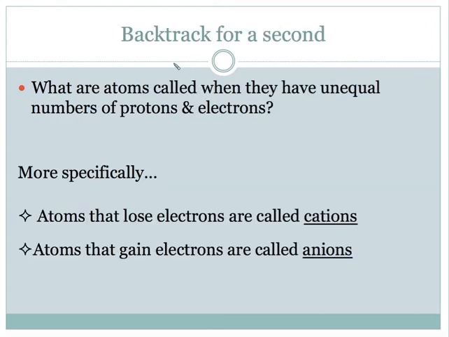So now, backtrack with me. We talked previously. Atoms that have unequal numbers of protons and electrons have a name. What do we call those? We're thinking we call those ions. More specifically, if they lose electrons, they become positive, we call them cations. If they gain electrons, they become negative, we call them anions.